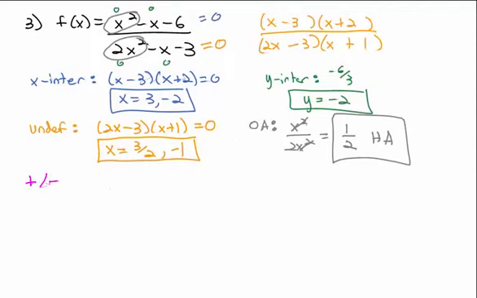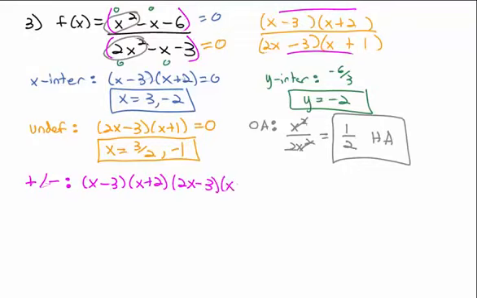To figure out the positive and negative regions, we take the numerator times the denominator. Factored form is probably best. We'll do x minus 3, x plus 2, 2x minus 3, and x plus 1. If we multiply x times 2x times x times x, we get 2x to the 4th, which means it's going to come in from a positive, wiggle, and go out to a positive. And those x-intercepts are 3, -2, 3/2, and -1.